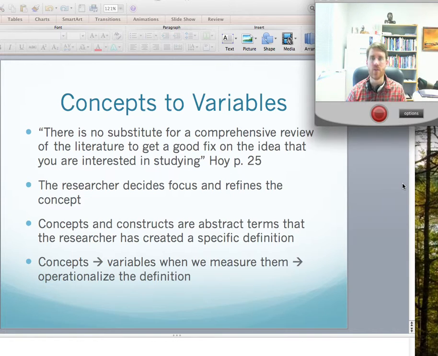And I really wanted to emphasize the part that Hoy talks about on page 25 where he says there is no substitute for a comprehensive review of the literature to get a good fix on the idea that you're interested in studying. And in talking with doctoral students over and over again as to what should I study, or how do we do this, or how should I define that, really you have to dig into the literature. The best way to look for identifying concepts, especially getting them to the variable point, is getting into the literature and knowing the literature backwards and forwards.